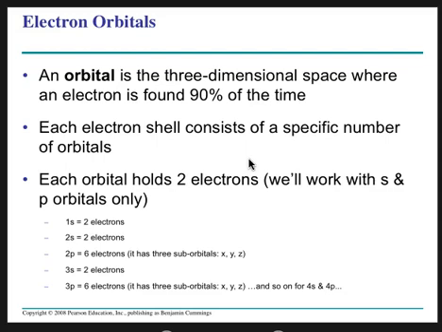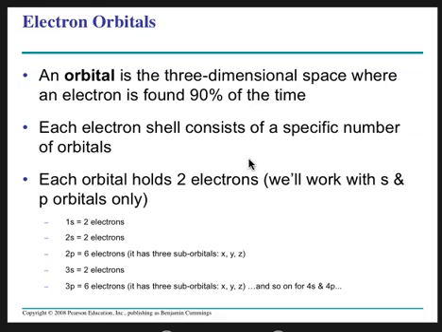P orbitals are subdivided into suborbitals of x, y, and z. Each of those hold 2, so in total the p orbital will hold 6 electrons. That's how we got to the point of me saying that the second shell will hold 8 electrons. The s will hold 2, the x, y, and z each hold 2, so the overall combination of x, y, z, which is called p, holds 6, and therefore we get 8.